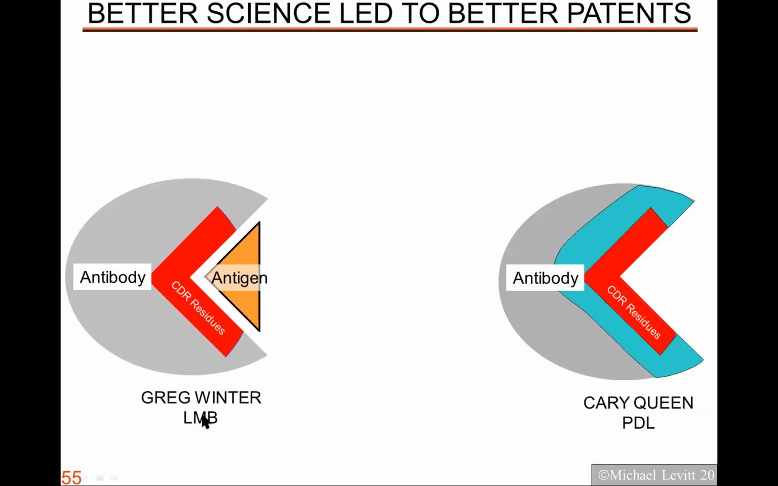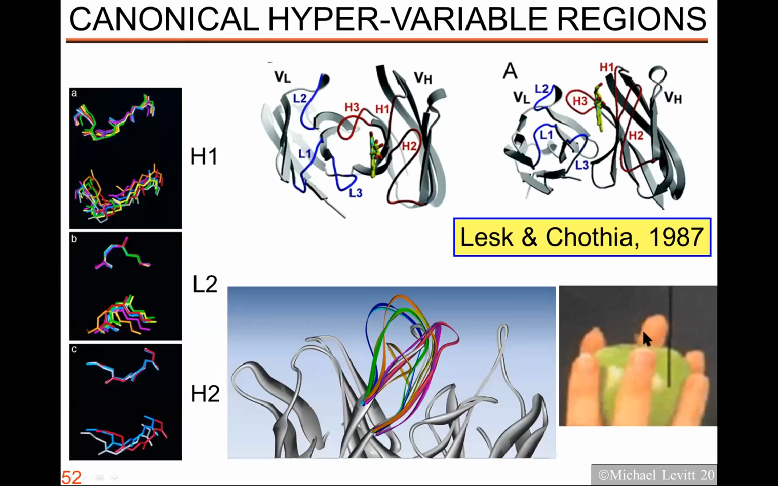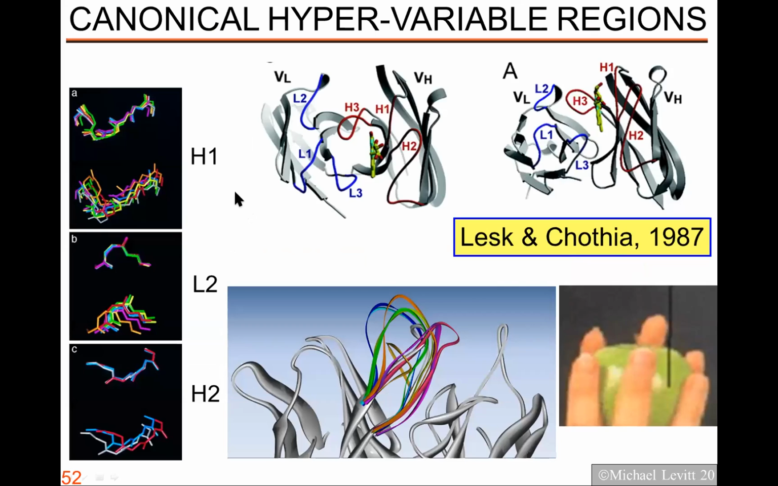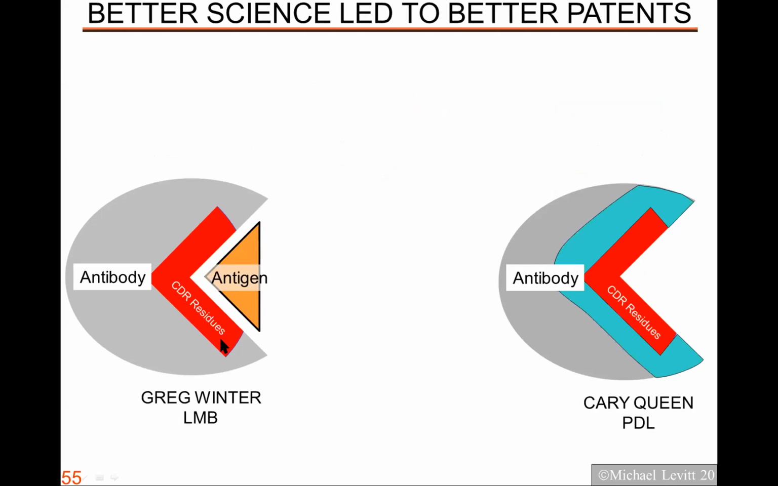Greg Winter got the Nobel Prize, I think, 2 years ago. And his idea was to say as follows: the fingers do the recognition. So let's just take the fingers from the mouse, the hand from the human, this is figuratively speaking, put them together, and now make a chimeric antibody where we have the big part, the gray part from human, and the red fingers from the mouse, and now it will recognize the correct antigen.